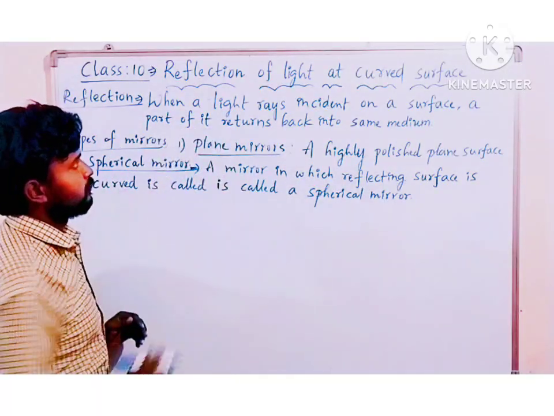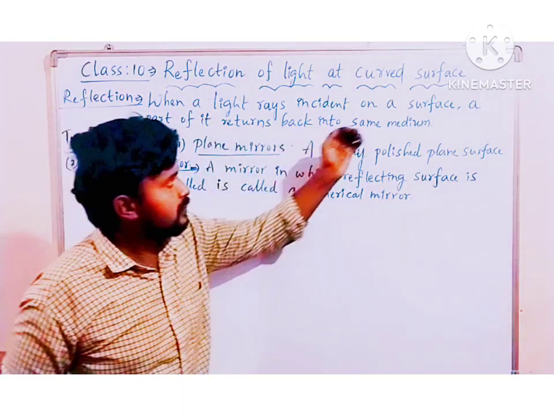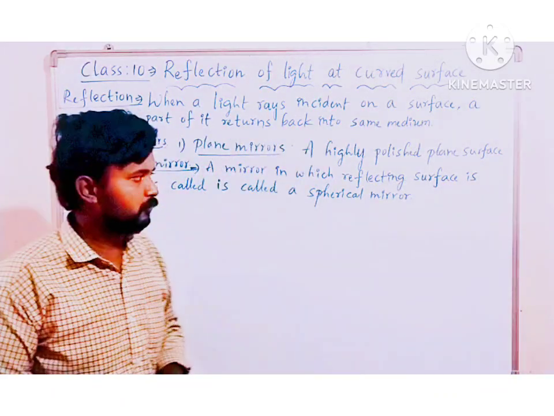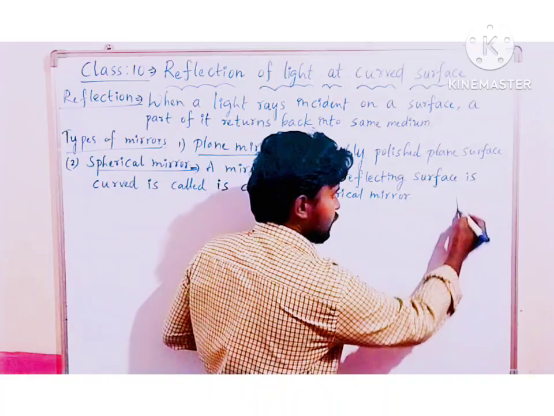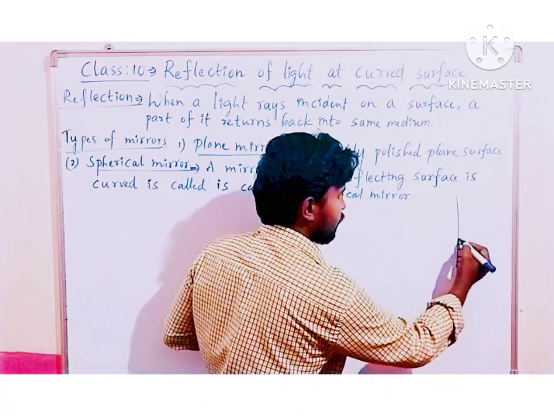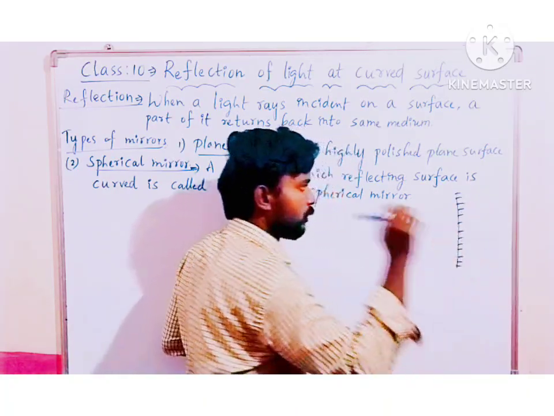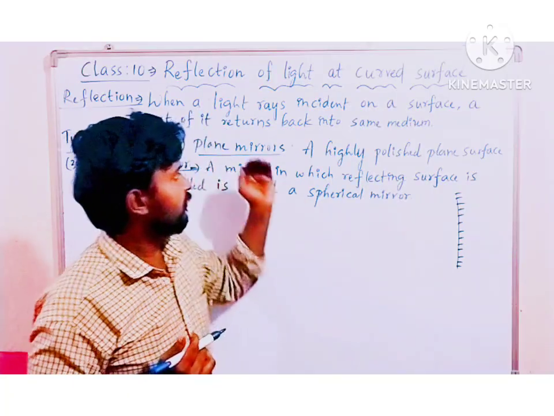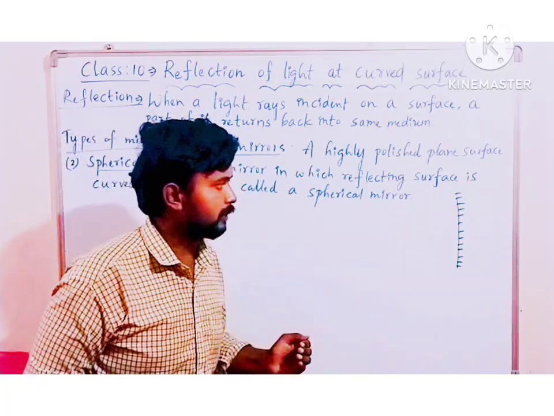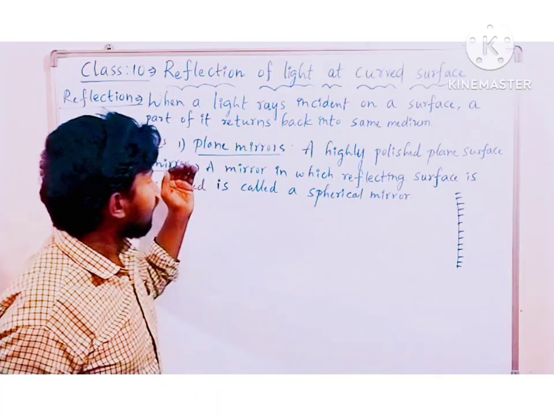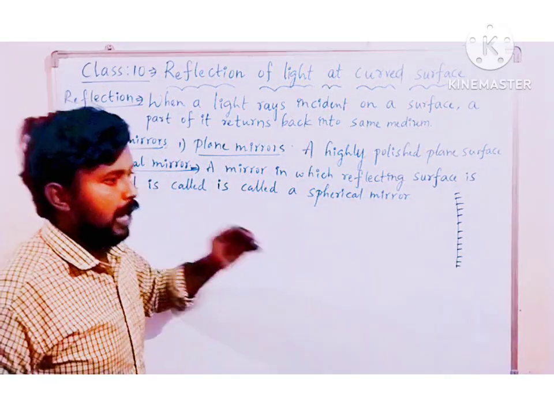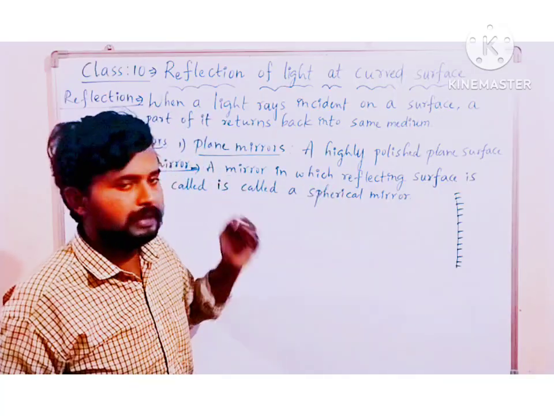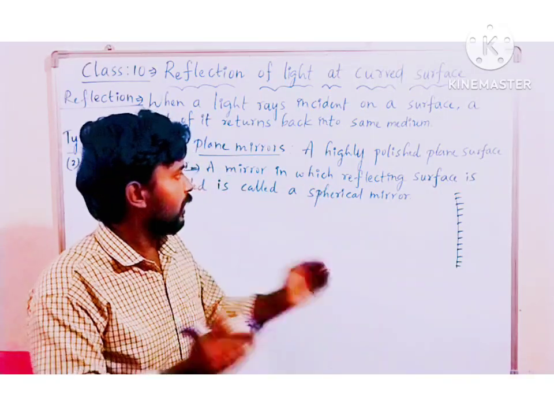When light rays are incident on a surface, a part of it returns back into the same medium. For example, here it is like a wall. When we throw a ball towards the wall, it returns back. It is called a reflection. In the same way, when a light ray falls on a hard surface or highly polished surface, it returns back. It is called reflection of light.